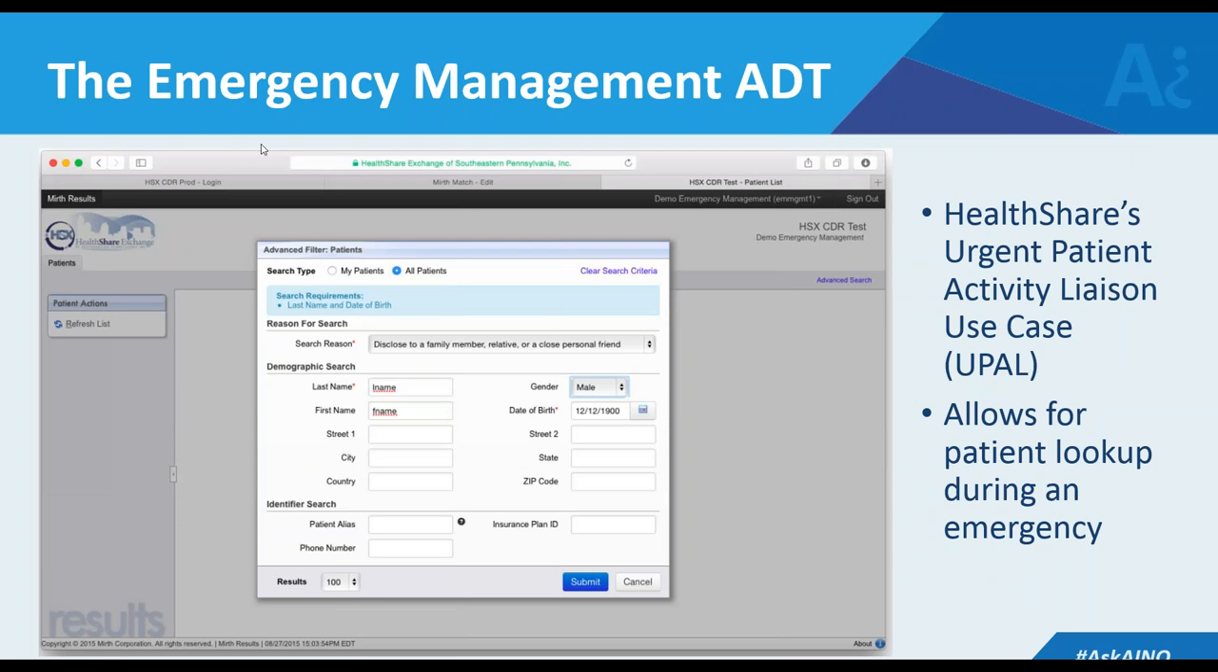And then, similarly, since the system knows where everyone is, you could stand up very rapidly a kind of where is my mother function, where you could see right away where people are. So even if someone's not signed up for the ADT, in an emergency, you could turn on a function that would allow one simple query portal to query the pool of ADTs: is this person somewhere?